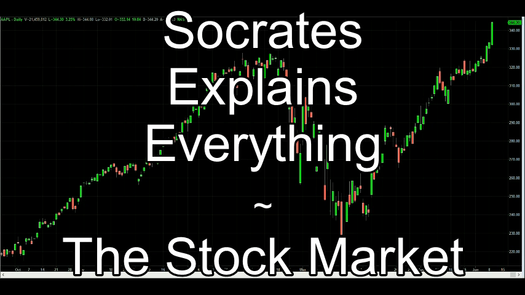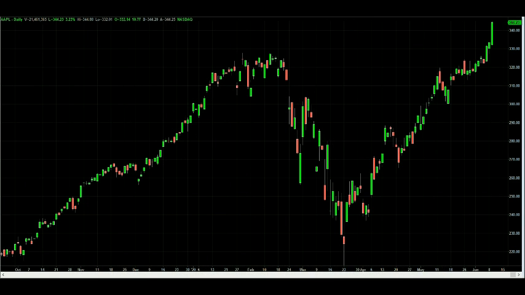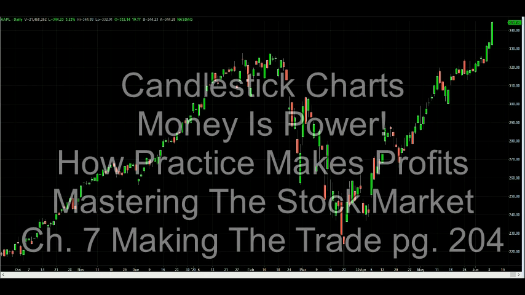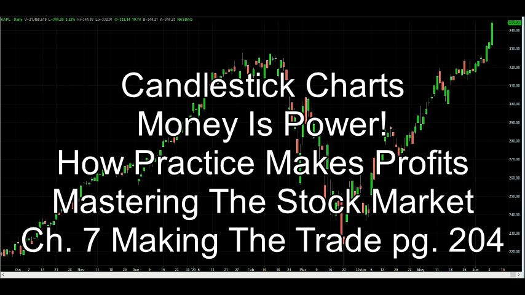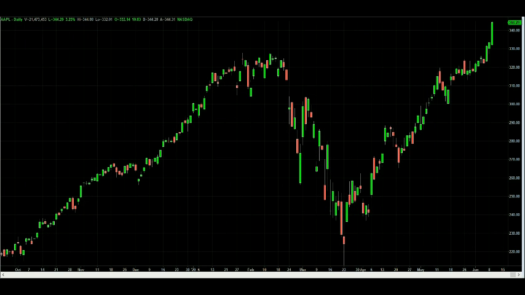Today we're going to be talking about how to trade the stock market, specifically the options market, but it begins with the stock market. Today we're going to be talking about candlestick charts and how to read a candlestick chart. If you've got my book, Money is Power, Practice Makes Profits, Mastering the Stock Market, we're looking in chapter 7, called Making the Trade, approximately page 204. And we're going to discuss candlesticks, which is a way of displaying the data.